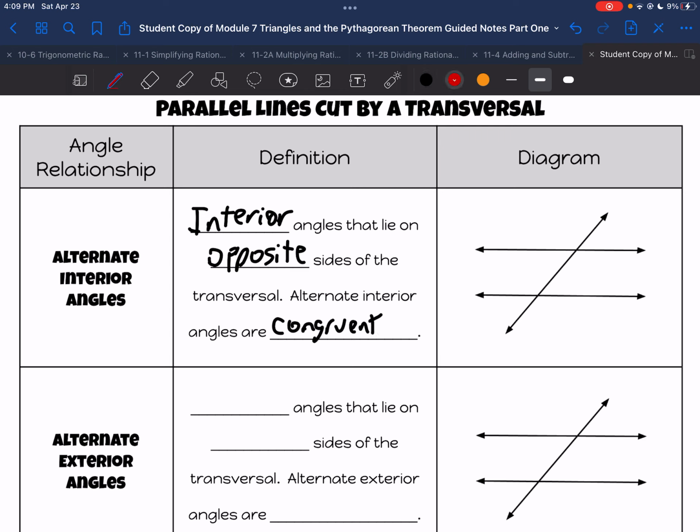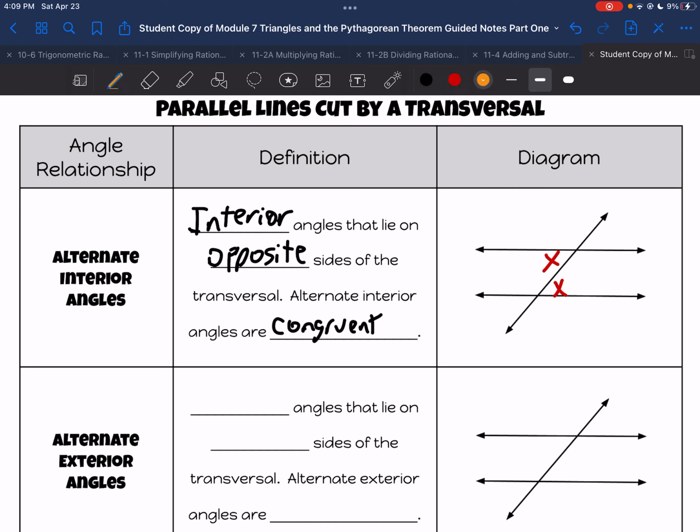So, alternate interiors are going to be interior angles on opposite sides of the transversal. So, this one and this one. They are interior, in between our parallel lines, and on the opposite side of our transversal. So they're in between the two parallels on the opposite sides of the cutting across.